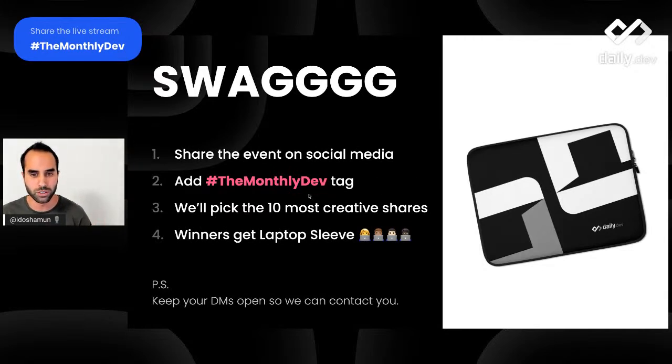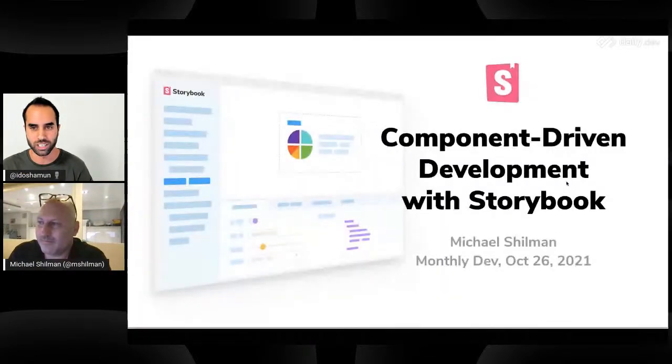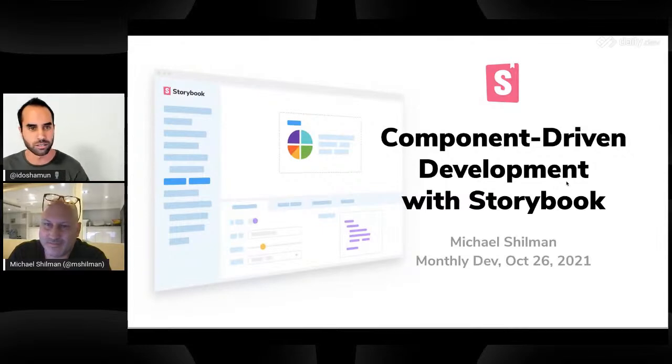And without further ado, let's call up Michael from Storybook. Hey, Michael. Hi, Ido. Thanks so much for having me. Thank you for coming. How are you? Very good. A little tired. It's late here. And are you ready for your talk? Ready as I'll ever be. Pretty excited to be here. So let's get it going. Good luck, Michael. Let me put on your screen, and I'll be there in the back scene.